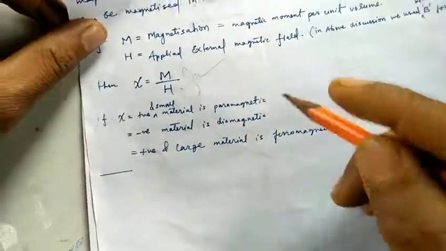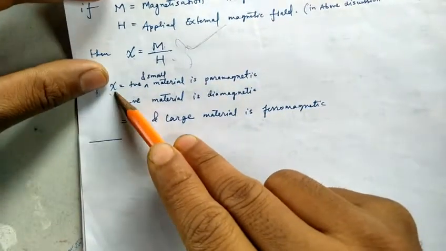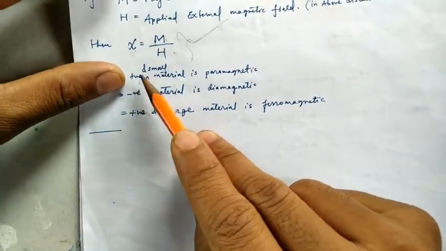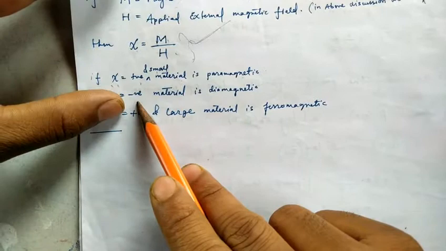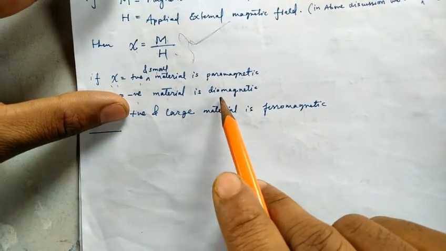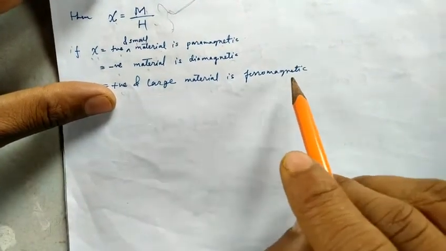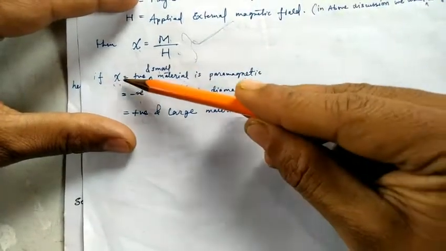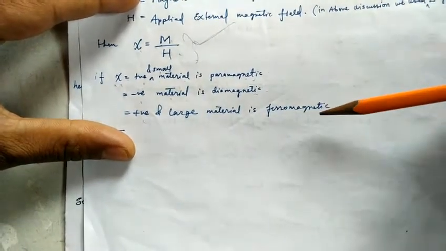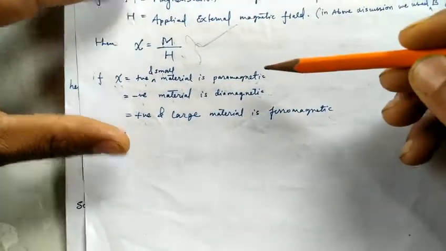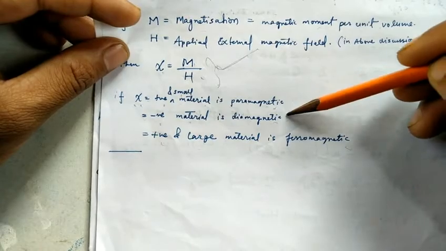Now here you can see that if the susceptibility is positive and small, the material is a paramagnetic substance. If the susceptibility is negative, then the material is diamagnetic. And if the susceptibility is positive and large, the material is ferromagnetic. So the susceptibility describes whether the substance is paramagnetic, diamagnetic or ferromagnetic. So you can see that susceptibility gives you knowledge about the phase transition.